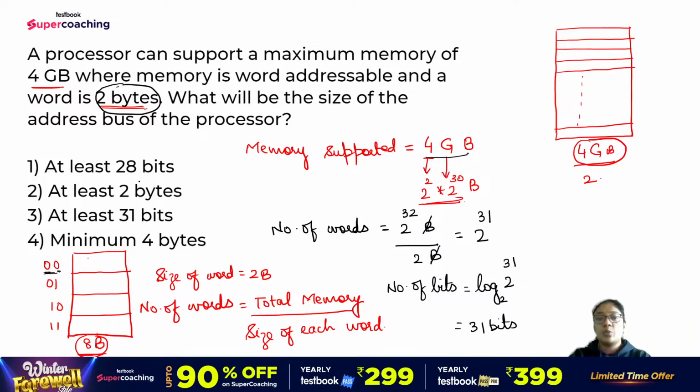Now, with at least 28 bits, you cannot represent 2 raised to power 31 combinations. With 2 bytes, that means 16 bits, you cannot represent these combinations either. So it is at least 31 bits. The answer is 31 bits, so the correct answer for this question is option 3.